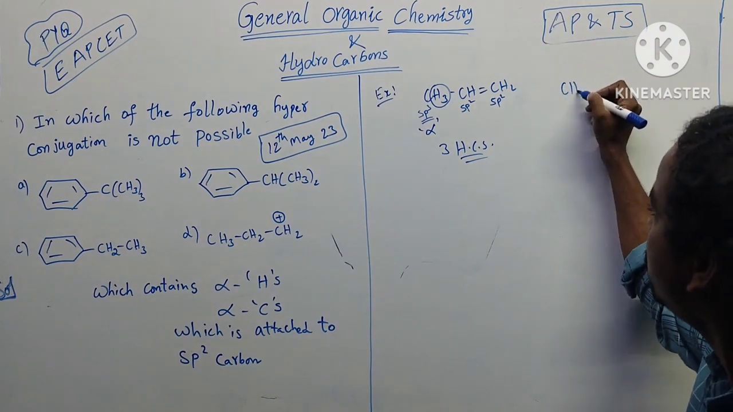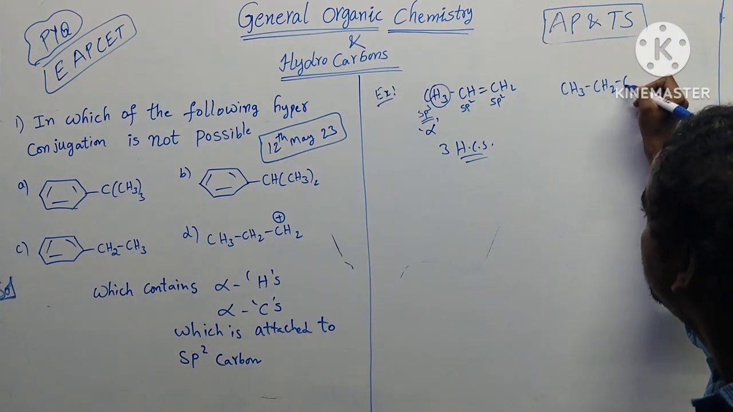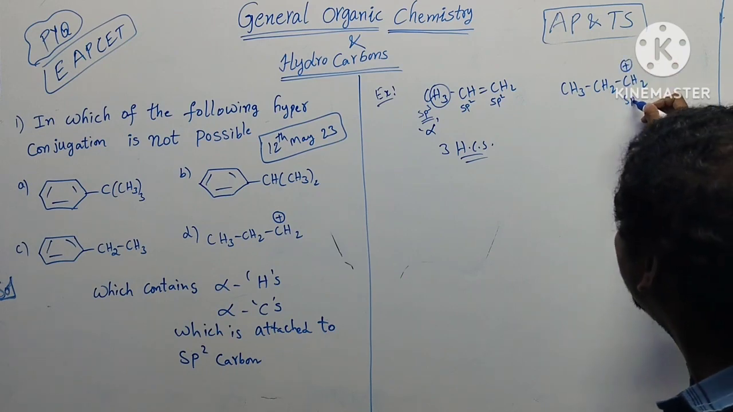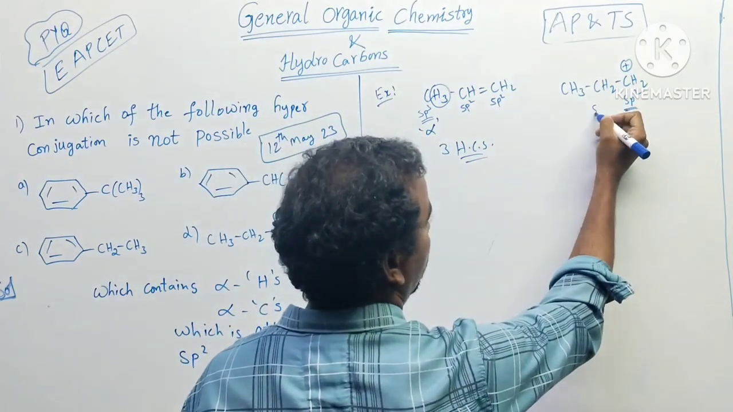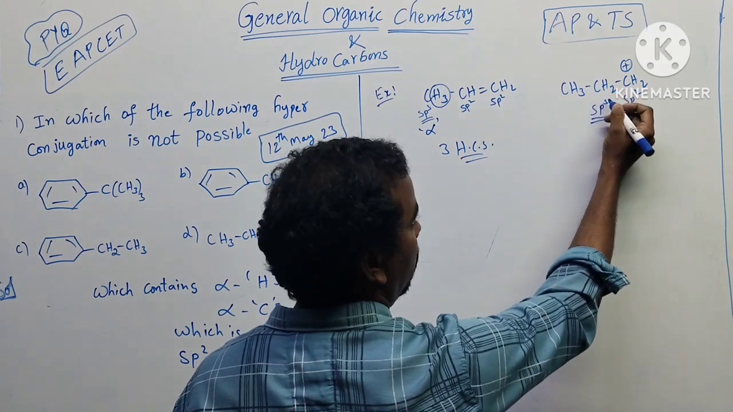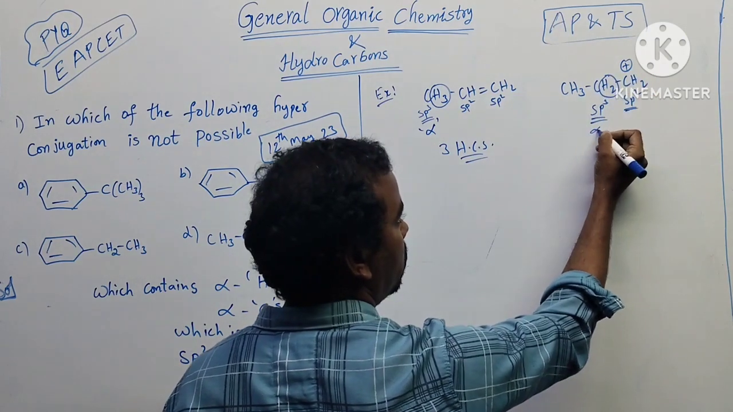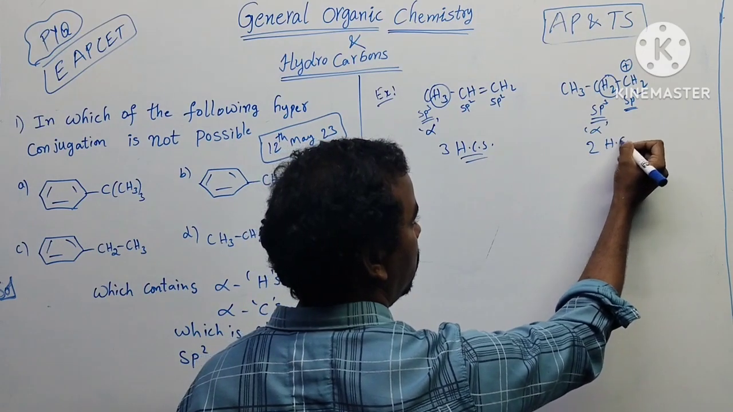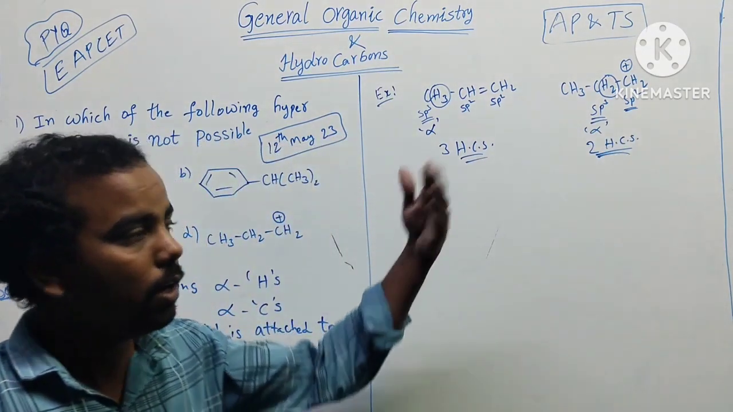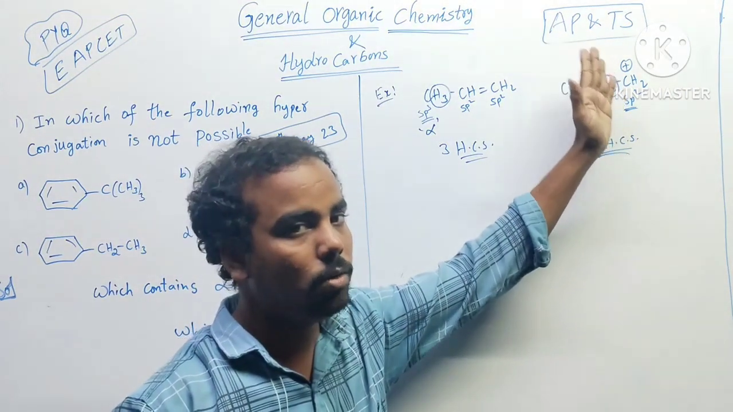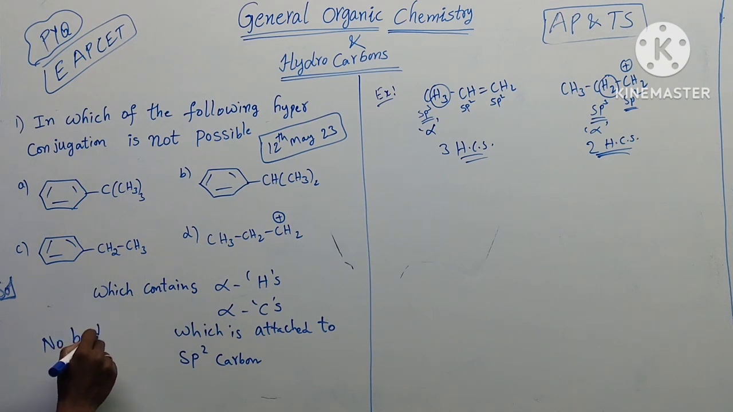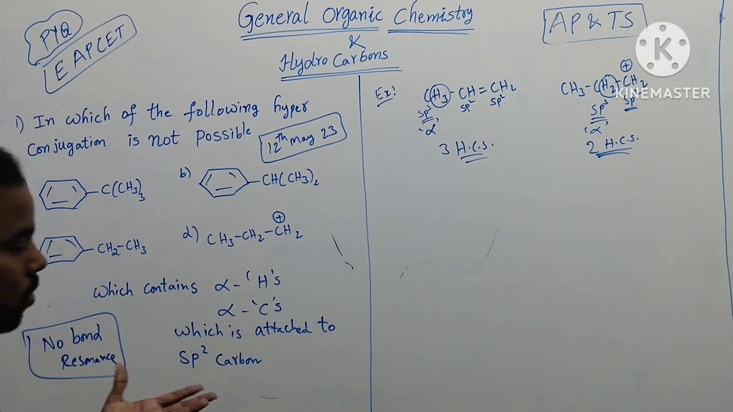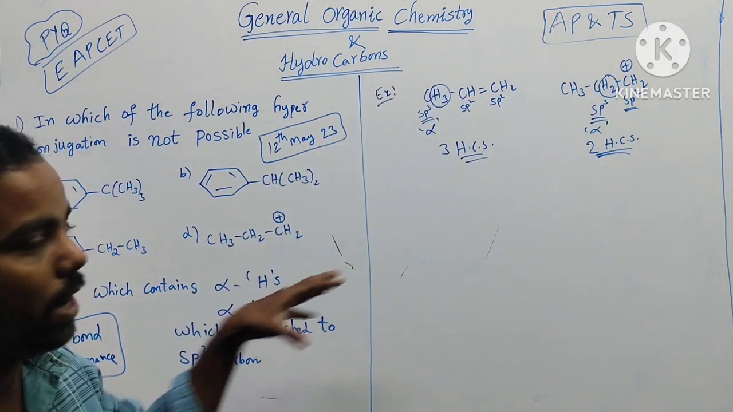Similarly, CH3 CH2 plus, where the charged carbon is also an sp2 carbon atom and the CH2 is sp3. How many alpha hydrogens are there? 2 hydrogens, so 2 hyperconjugative structures are possible. The number of alpha hydrogens gives the number of hyperconjugative structures. Hyperconjugation is also called no bond resonance. No need to learn this type of matter.